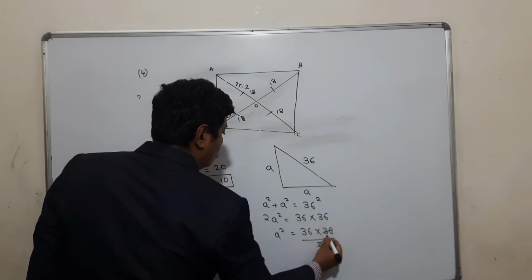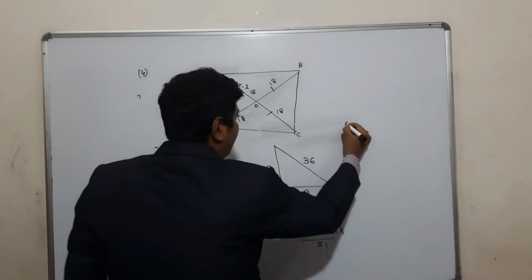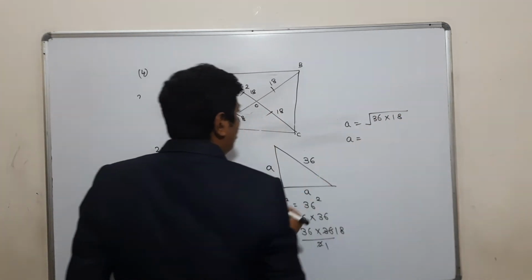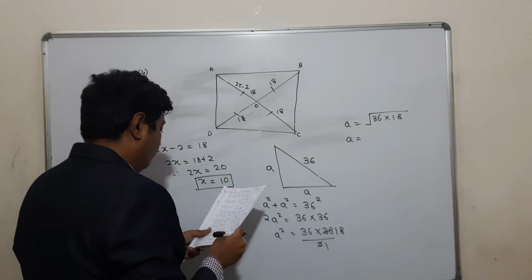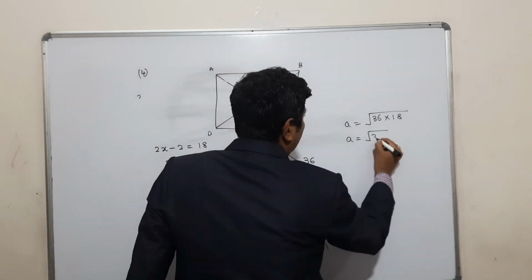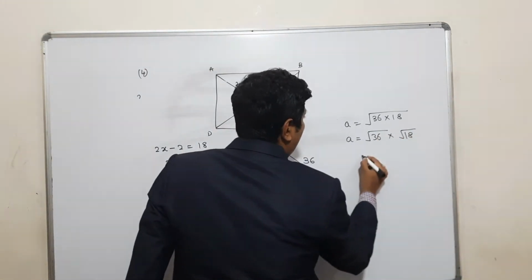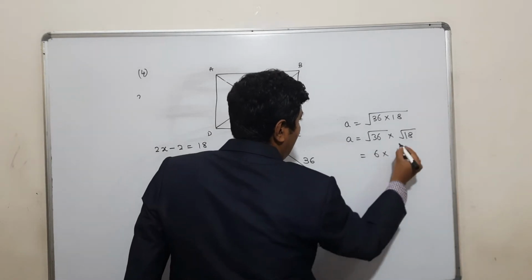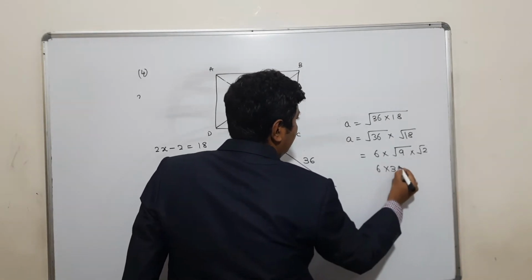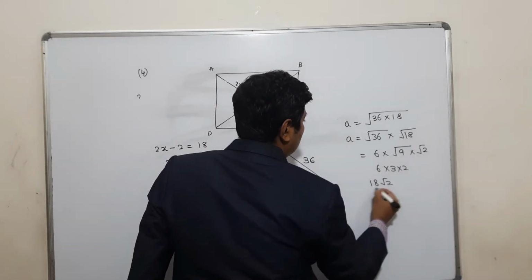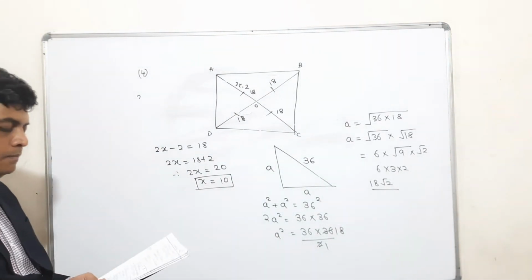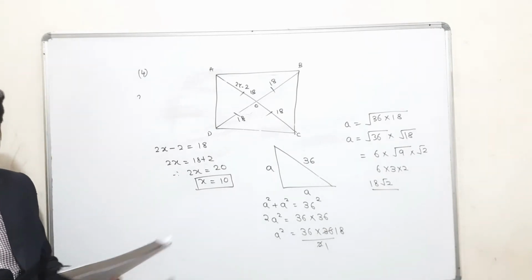2 ones are 2, 18s are 18. So what will be a? a will be the square root of 36 into 18. So a will be equal to, your side will be equal to, find the diagonals and the side of the square. So a will be equal to square root of 36 into square root of 18. So a is equal to square root of 36 is 6 multiplied by square root of 18 is 3 into square root of 2. So it will be 6 into 3 root 2, so 18 root 2. This will be the side of the square.